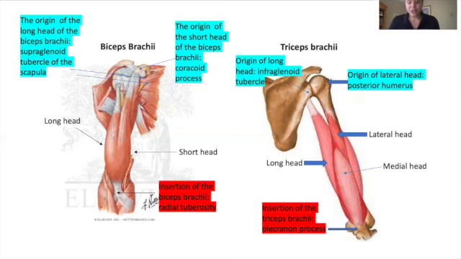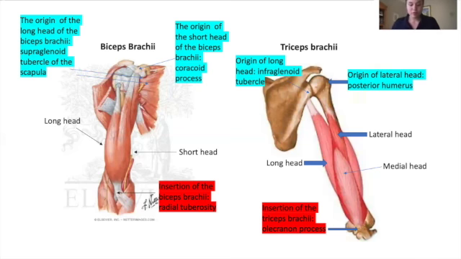The extension of the shoulder joint. So this would be the flexion of the shoulder joint, and this would be the extension of the shoulder joint. See, bringing it back to anatomical position. Hyperextension. Extension would be right here. And that is the job of the triceps brachii.